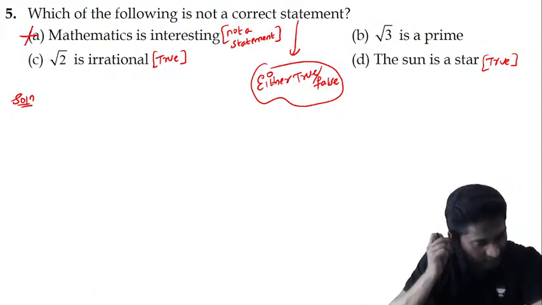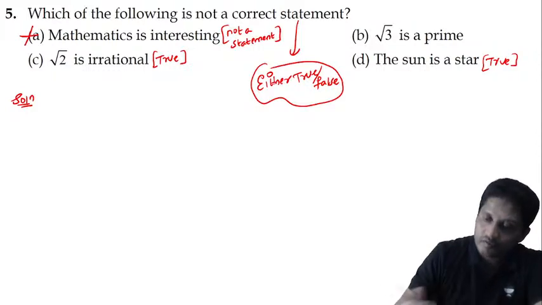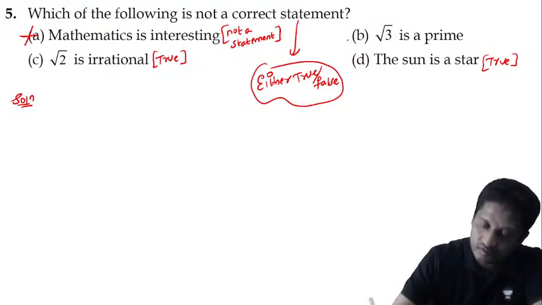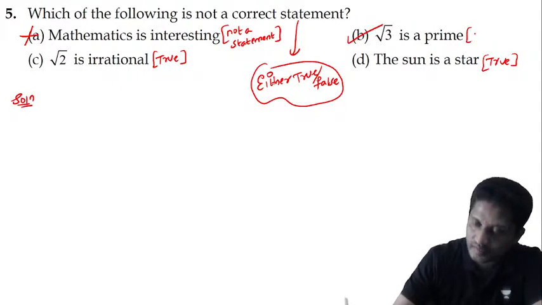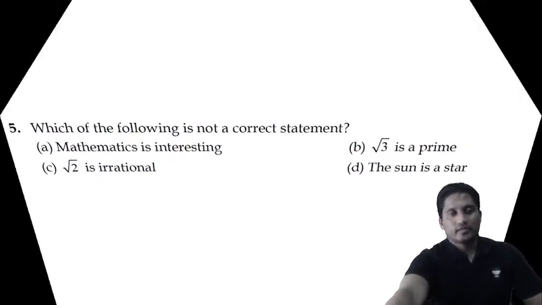Yeah, Ashraf Ali, in the comment box. Okay. Root 3 is prime, so obviously this is false. So this will be the right option. Right. Let's move to the next question.